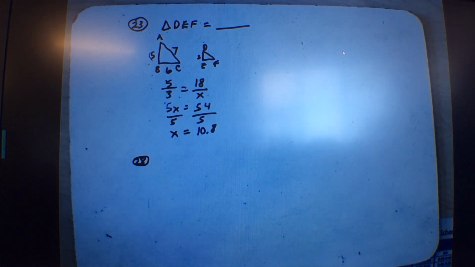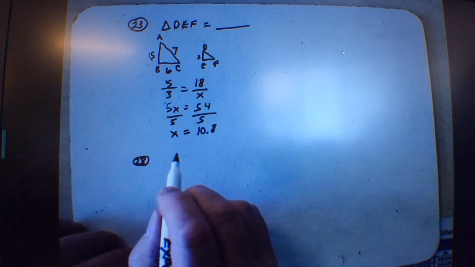And then I'll let you work. It says two similar rectangles have a scale factor of 3 to 2. The perimeter of the smaller rectangle is 50 feet. How do I find the perimeter of the larger rectangle? How do I set that up?